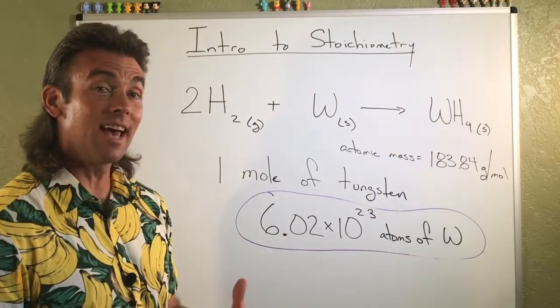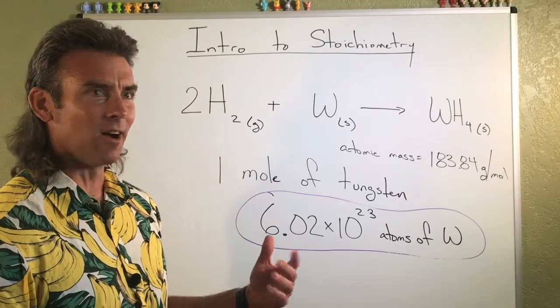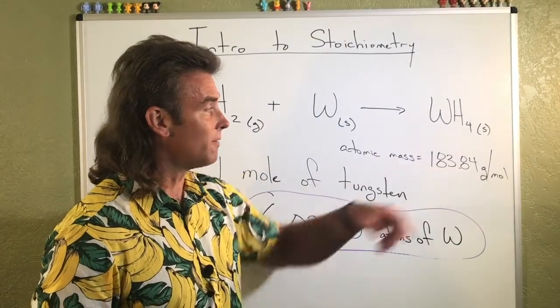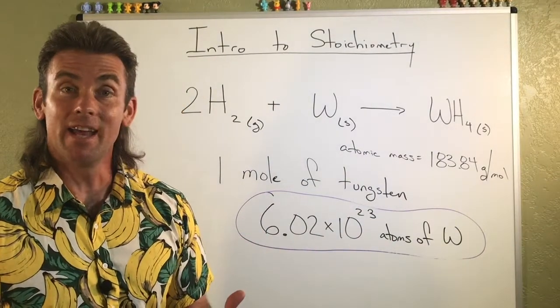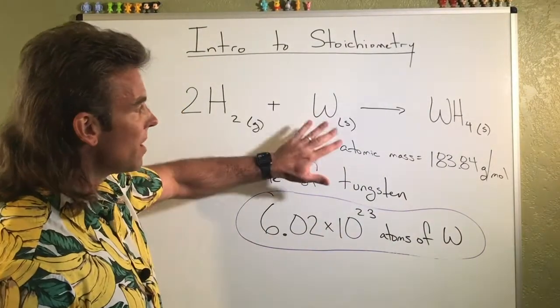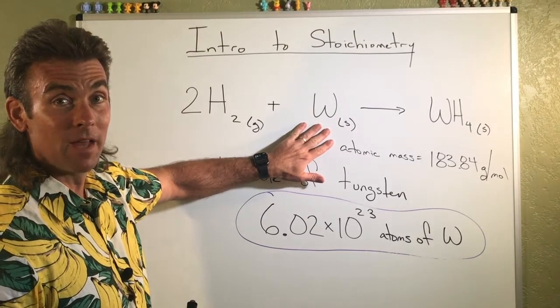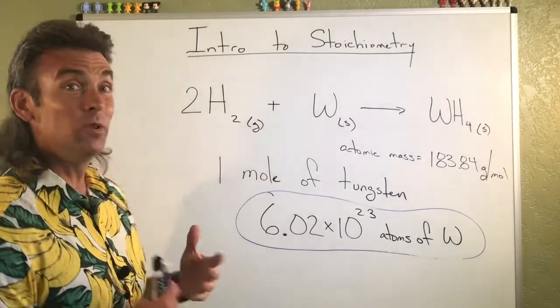What I'm going to do instead is make my life a lot easier. I'm going to measure out exactly 183.84 grams of tungsten. And it turns out that if I measure out that amount, that's a perfect number of moles of tungsten. And I would come over here and do the exact same thing.